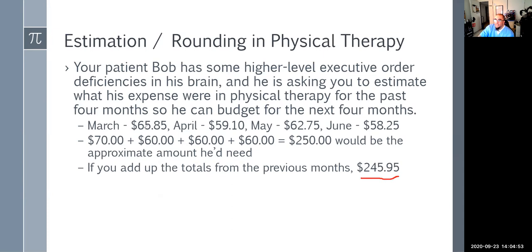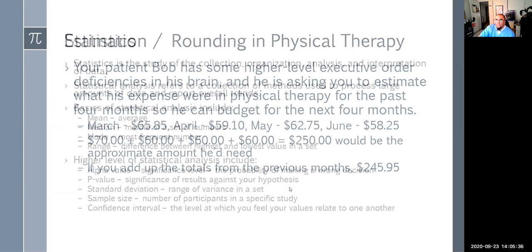$245.95. Or we can just estimate this and go, oh, it's about 70, that's about 60, that's about 60, and that's about 60. Tell Bob, you got to budget about $250 to cover your expenses. 250 is going to cover that 245. Now, is that always going to be what his is? Maybe not. And we've obviously had some days where we've done different treatments with him and his bills have been up. We've also had some days where his bills have been lower. On average, looking at this, he's got about a $63 bill every time he comes in. That's actually pretty good for therapy. Honestly, lately, that's pretty good for therapy. Insurances aren't paying as much as they used to, that's for sure, for patients.